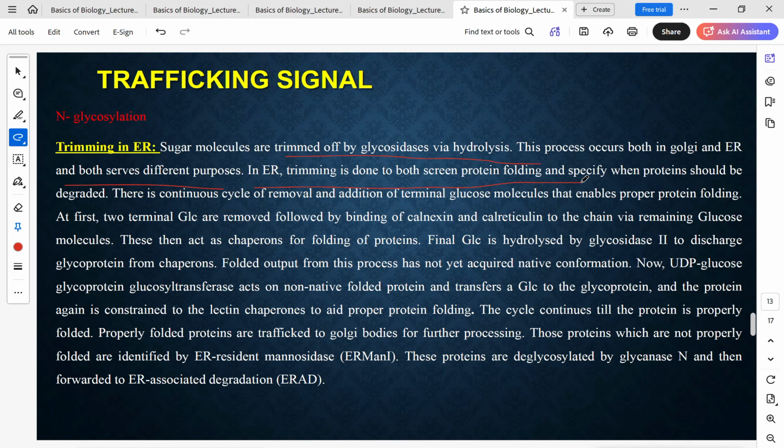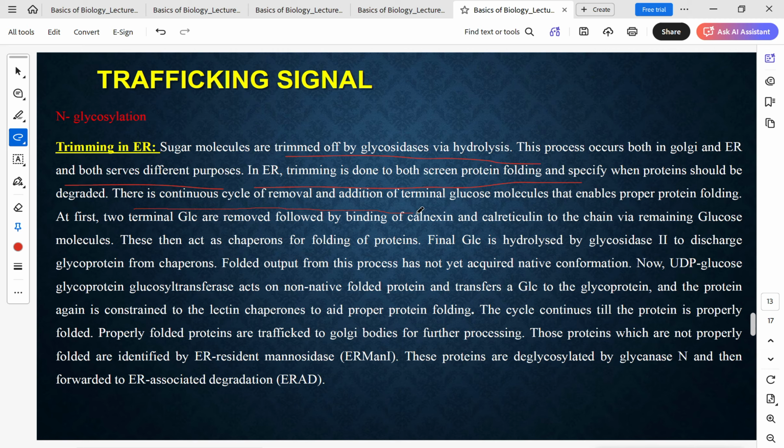So when the molecule is made in the ER and the initial glycosylation is done, if the molecule folds properly, then only it goes into the Golgi for further processing. Otherwise, the ER tries to repair the damage or sends it to the unfolded protein response pathway. I am not sure if we'll go through that or not.